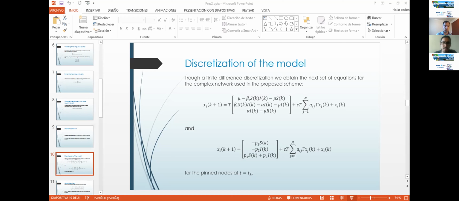And also the impulsive dynamics, only for the pinned nodes. So only the pinned nodes present this behavior.